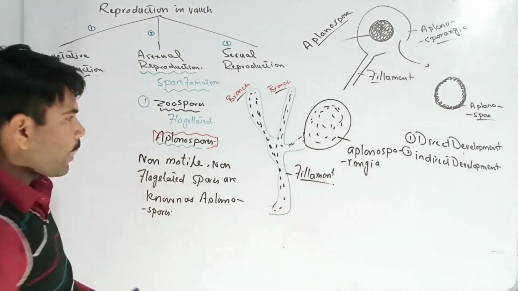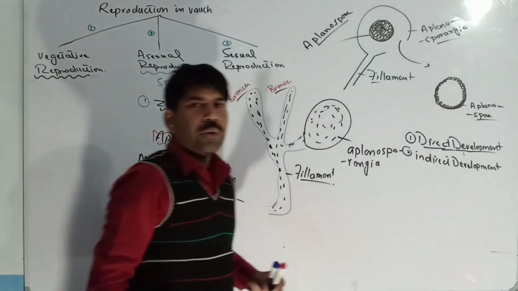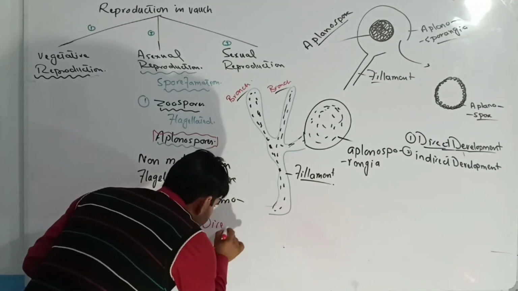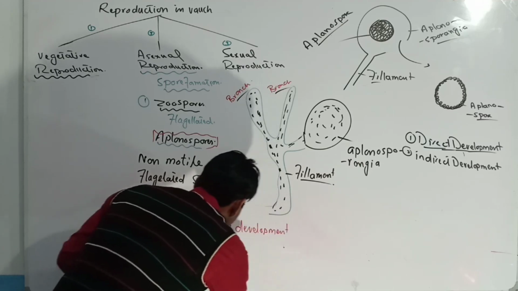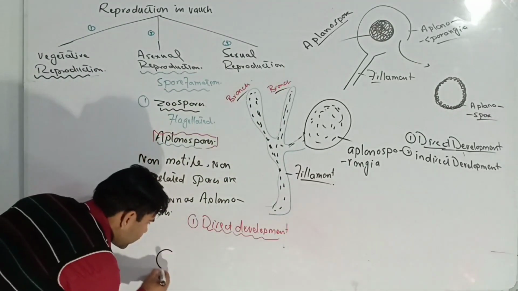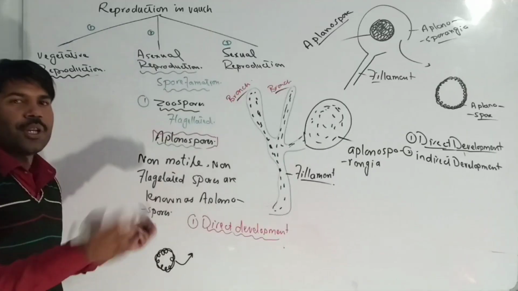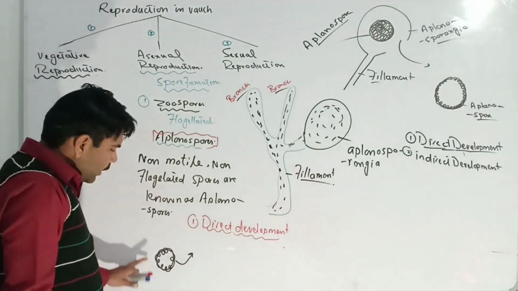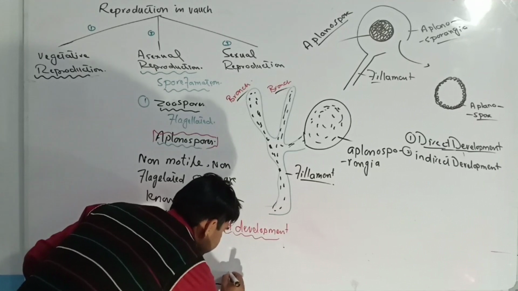Firstly we will talk about the direct development of this aplanospore into a new plant body. We can write here direct development. In the direct development, this aplanospore germinates directly and produces a new plant body. Like this is an aplanospore and now it is germinating and directly producing a new plant body of a Vaucheria like this.